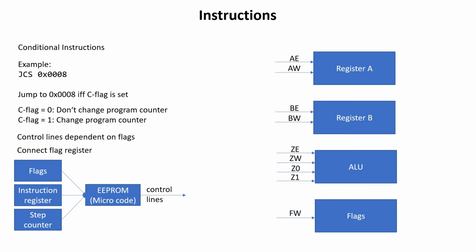Let's say there is a third input to the EEPROM beneath the instruction register and the step counter. Also the flags go into the address lines and so decide which control lines are active.